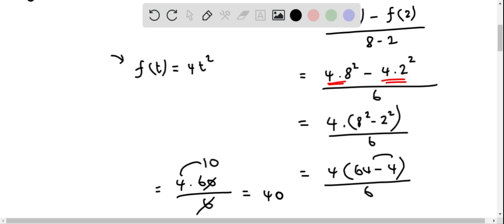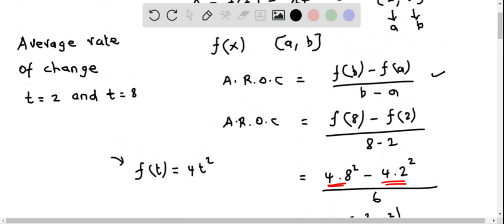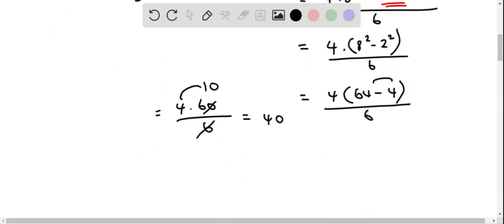So we put the unit, since the average rate of change is basically a quotient. The numerator represents the number of acres, and the denominator represents the time, which is in years. So we put the unit as acres per year. Therefore, the average rate of change in the number of acres cleared for farming is 40 acres per year.